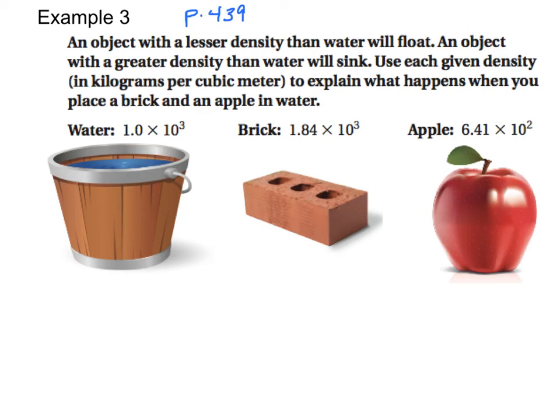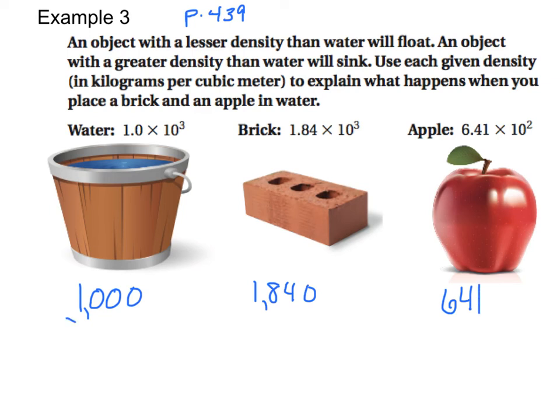So water, I'm going to take 1 times 10 to the 3rd. So I move the decimal over 3. That means water would be 1,000 kilograms per cubic meter. The brick, if I move my decimal over 3 spaces, would be 1,840 kilograms. And the apple, if I move it over 2, it would be 641 kilograms.